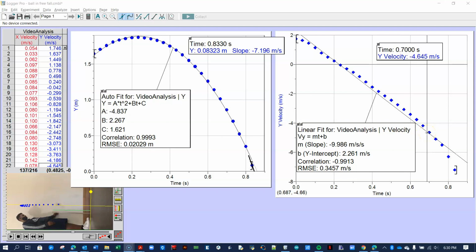Okay. Oh, we haven't talked about acceleration. Oh my goodness, we've got to do that. So let's look at that here.